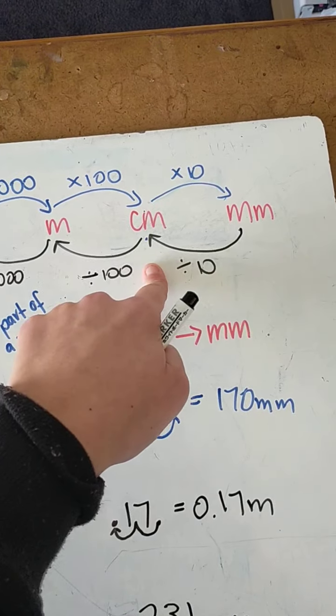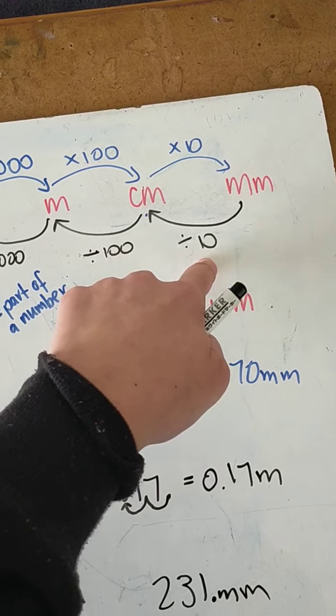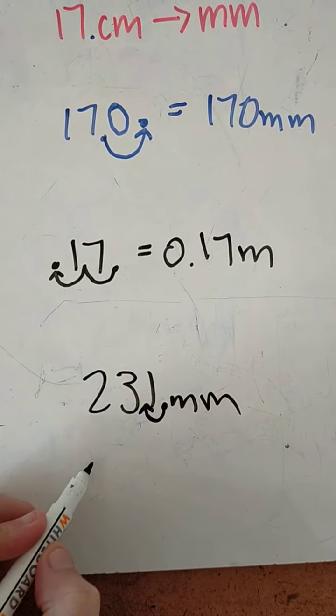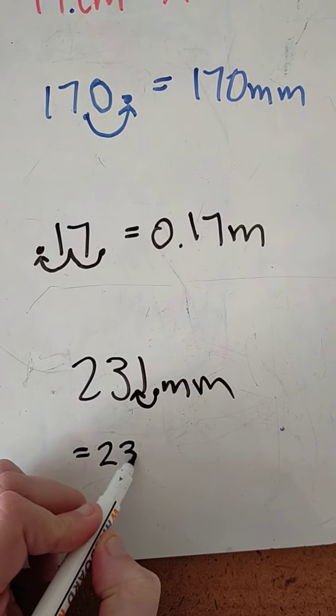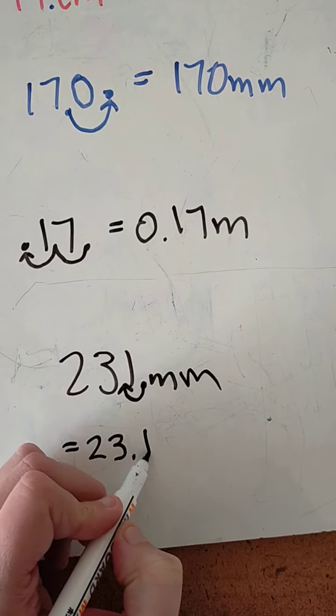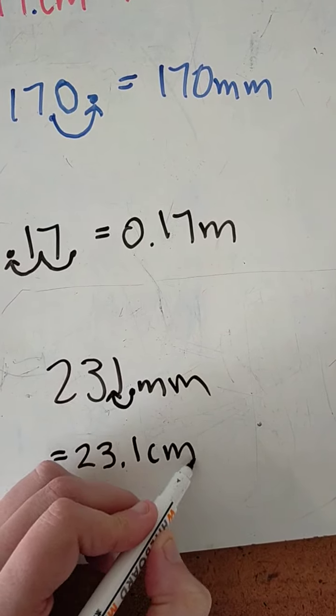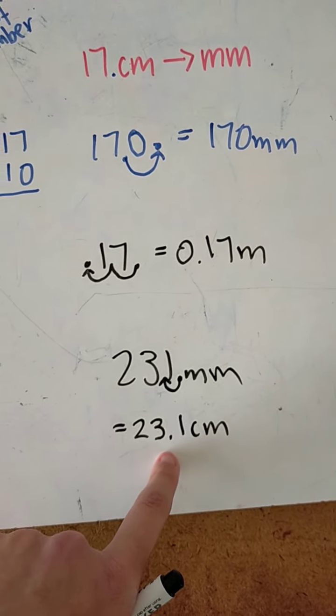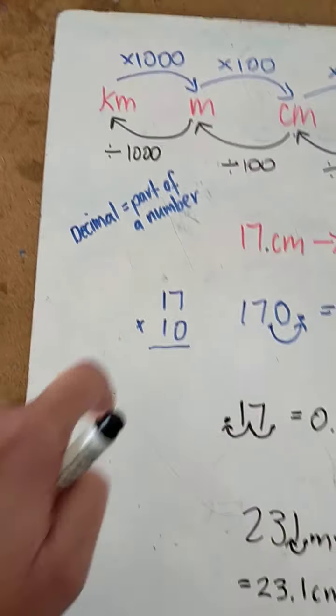Now, because I said we're going to centimetres, we're going to divide it by 10. So we're only going to move this one spot. And our answer is 23 whole centimetres and 1 millimetre. So now you can see why that decimal shows a part of a number.